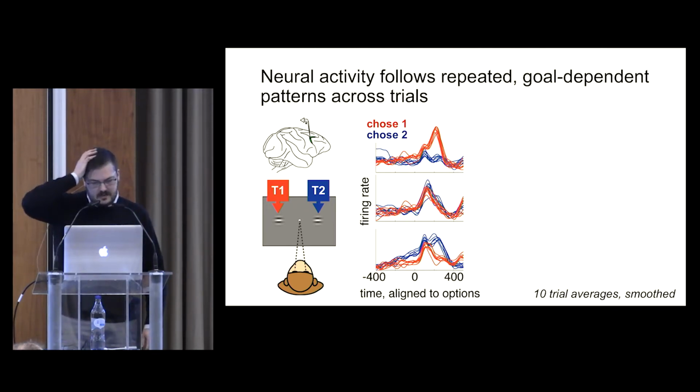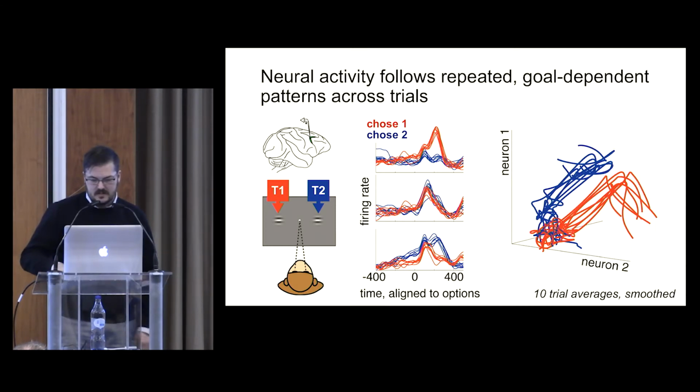Another way of representing this pattern across neurons is as trajectories through a neural state space. Here, every point corresponds to the combined firing of these three neurons that I've plotted. And what we can see in this view is that neural activity seems to be confined to these low-dimensional, goal-dependent trajectories through neural state space. One possible explanation for these kinds of effects is that the network implements some low-dimensional dynamic attractor that constrains how neural activity evolves over time.